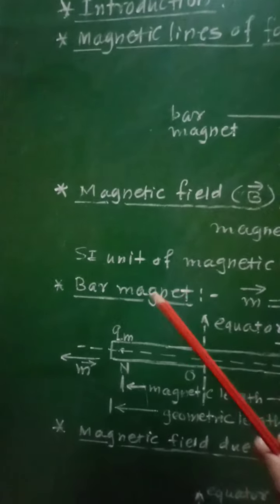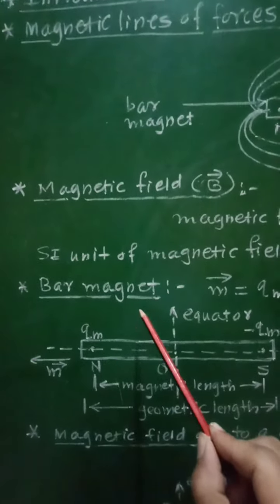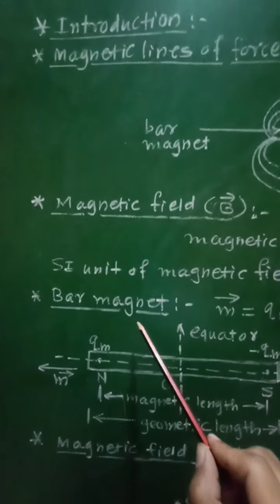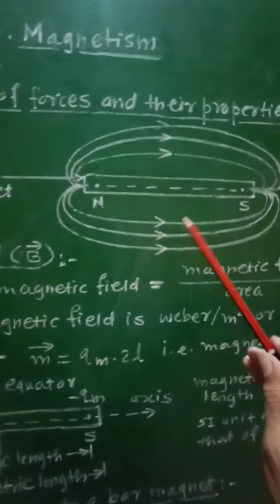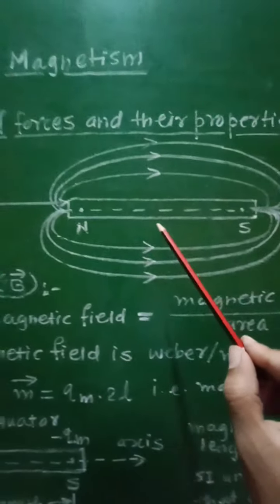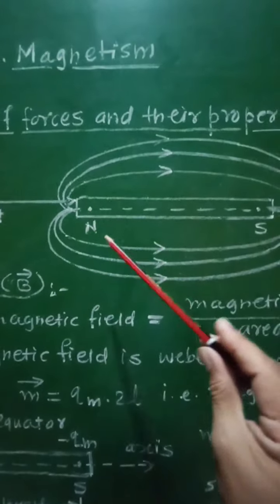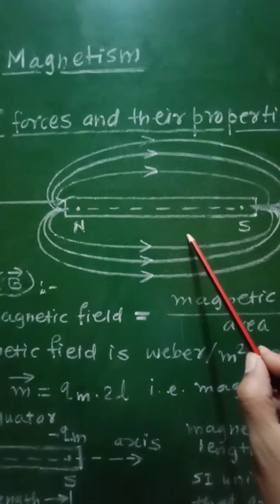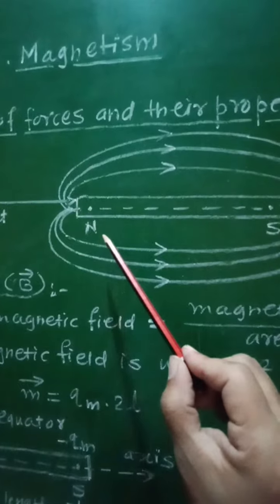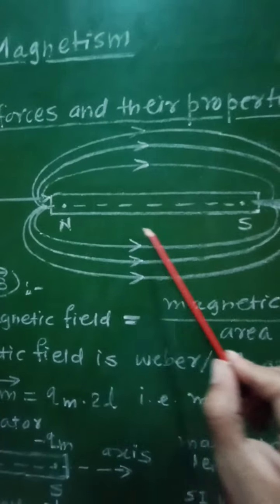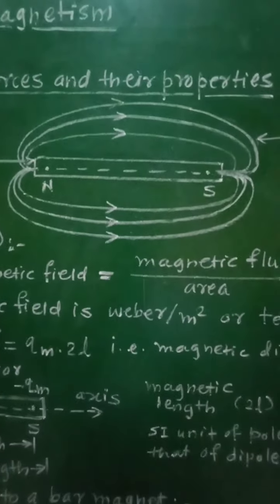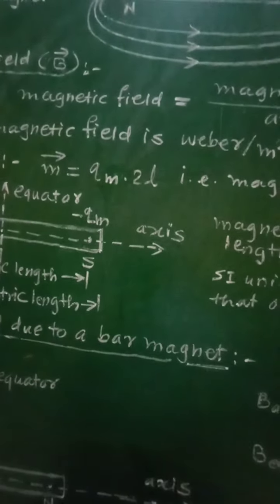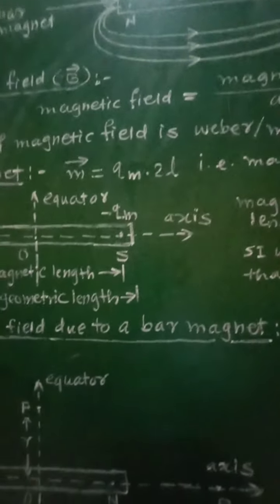Let us see the next point, that is bar magnet. What is that bar magnet? If you consider any bar magnet like this, then the bar magnet has North Pole and South Pole as the two poles. It will have two poles, North Pole and South Pole, separated by a finite distance. The distance of separation between these two poles will be finite.